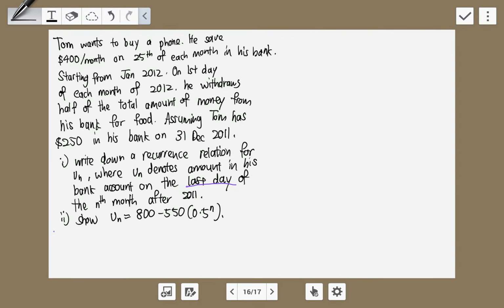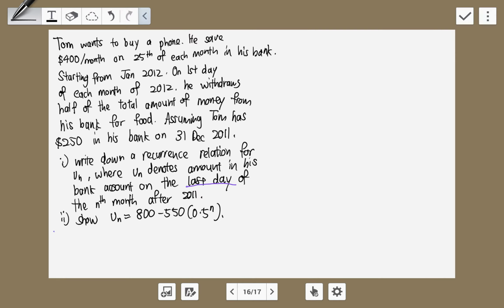So Tom wants to buy a phone. He saved $400 per month on the 25th of each month in his bank. So starting from January 2012, on the first day of each month of 2012, he withdraws half of the total amount of money from his bank for food. So that means he withdraws the money on the first day of each month, assuming Tom has $250 in his bank on 31st December 2011.